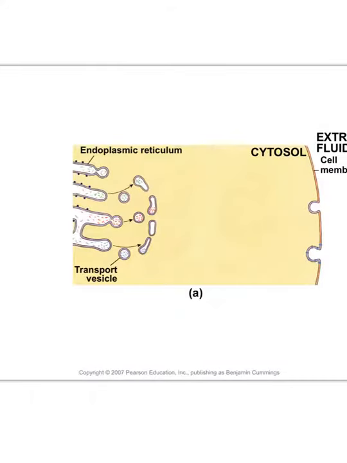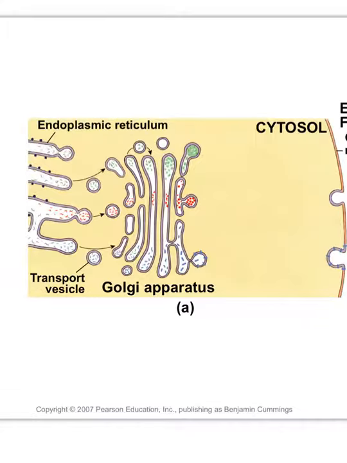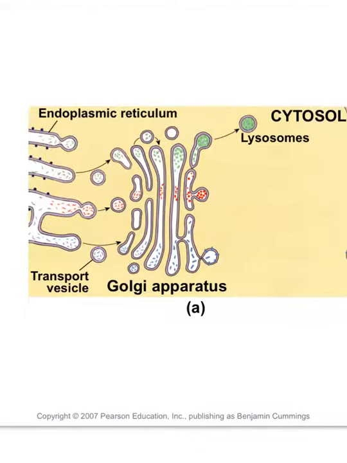So as the products are made in the endoplasmic reticulum, which you can see here, they are going to leave the endoplasmic reticulum, sometimes in small vesicles. Those vesicles are going to travel to the Golgi apparatus, as you can see in this picture. The Golgi apparatus structure is sort of similar to the endoplasmic reticulum, except it's more stacks than it is networks.